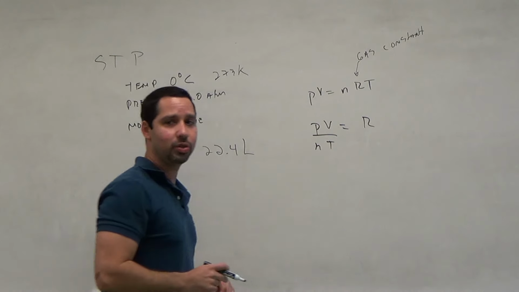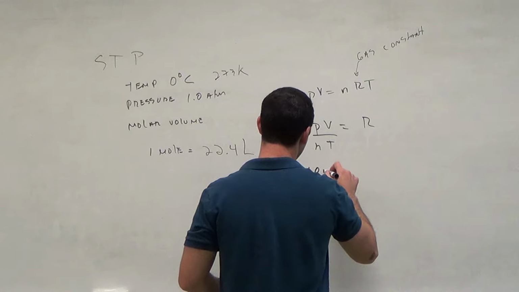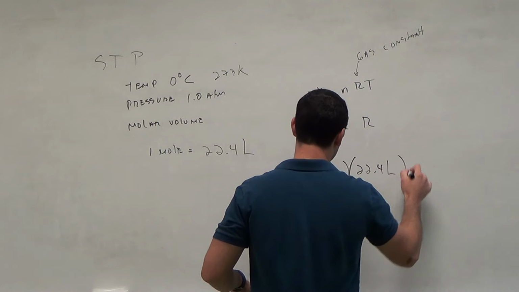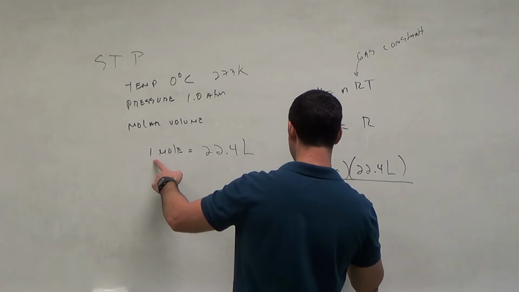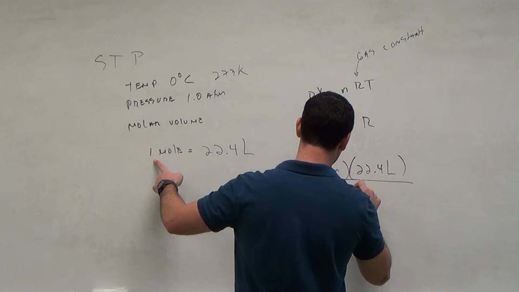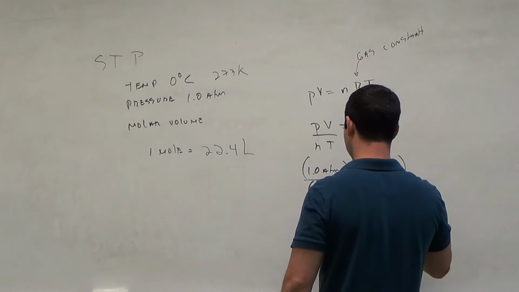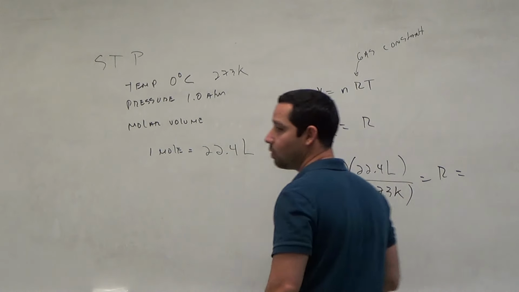This is the initial equation I gave you at the beginning, yes? So you put the pressure in there. What's the pressure? 1 atm. What's the volume? 22.4 divided by n, which is 1 mole. You see it or no? Yes. 1 mole, and divided by the temperature of 273. What's that equal to?